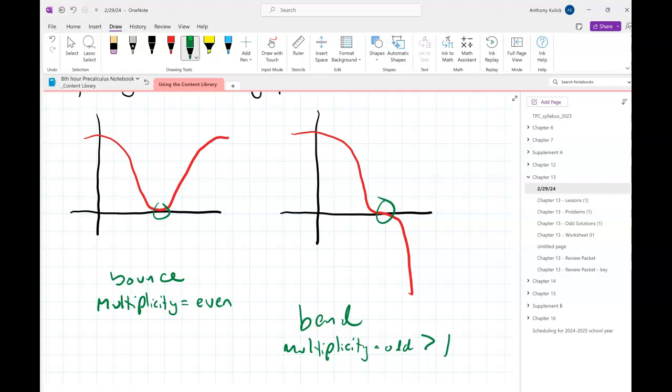Everybody's good with that? And eventually, when we look at more complicated solving problems, this is going to be really helpful in our analysis of how to go about looking for these solutions, if we can have a clue as to how many times one of these zeros can occur. Everybody's cool? Okay.